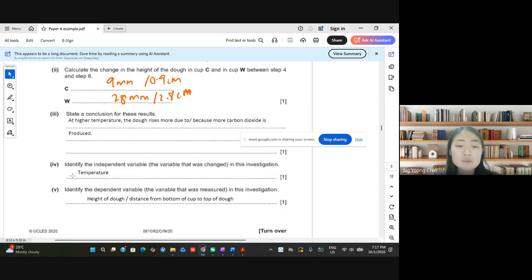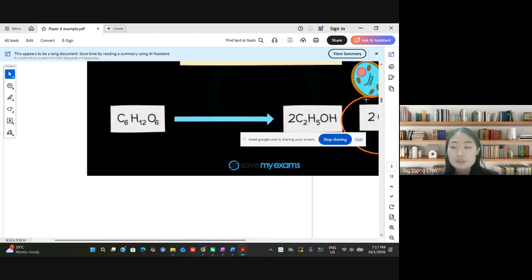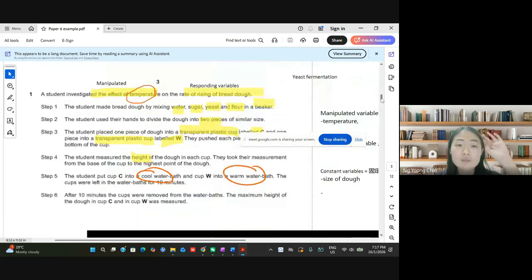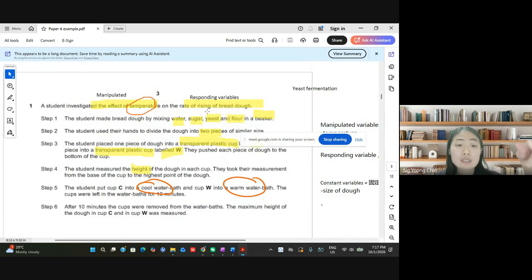And then we need to identify which one is the independent variable and which one is the dependent variable. So for the independent variable, you can see what they are changing. So that's why you need to find the answer from those statements, especially in the first sentence. They are investigating the effect of temperature on the rate of rising of bread dough. So they are changing the temperature. That's why the manipulated variable is the change in the temperature, okay?